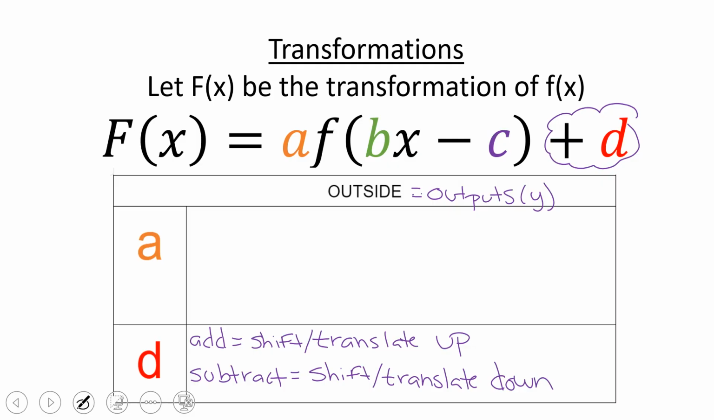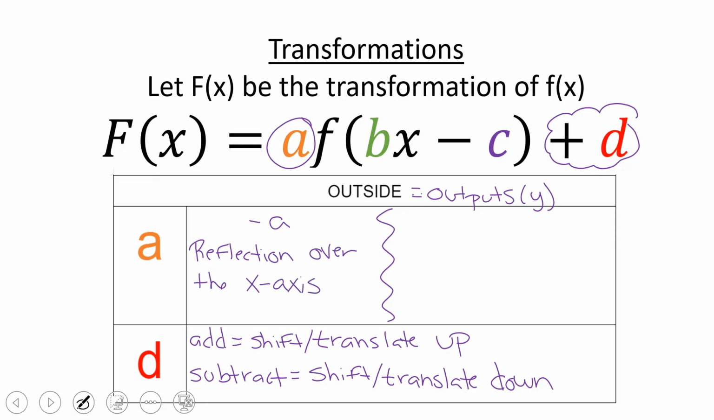Then there's a. So a multiplies to the outside of the function, and it does two things. If a is negative, that means all of my y values change signs because I'm multiplying them by a negative. And graphically, that is a reflection over the x-axis. It flips it upside down.